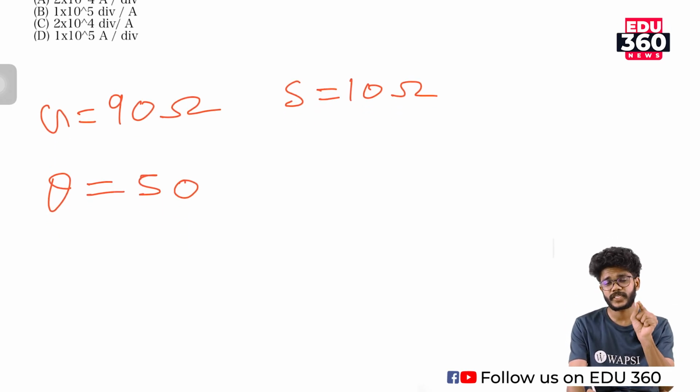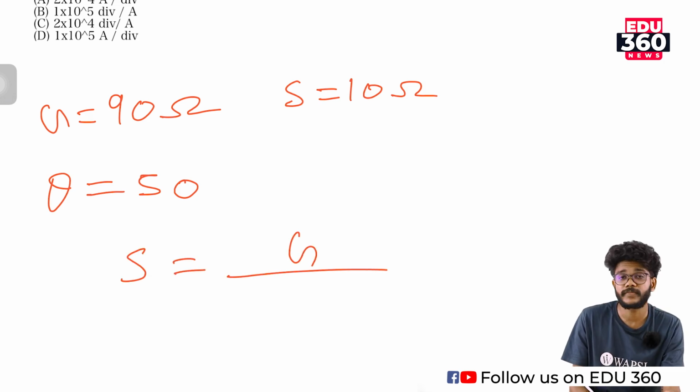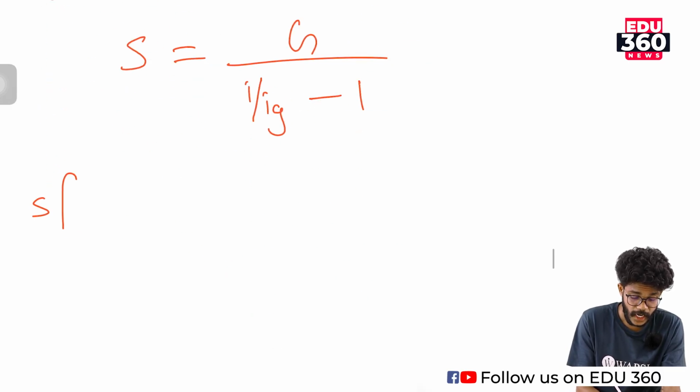Is there any relation which connects shunt resistance and the resistance of the galvanometer by Ig? Yes, I will write shunt resistance is given by G, the resistance of the galvanometer, divided by I by Ig minus 1. So S into I by Ig minus 1 is equal to G.